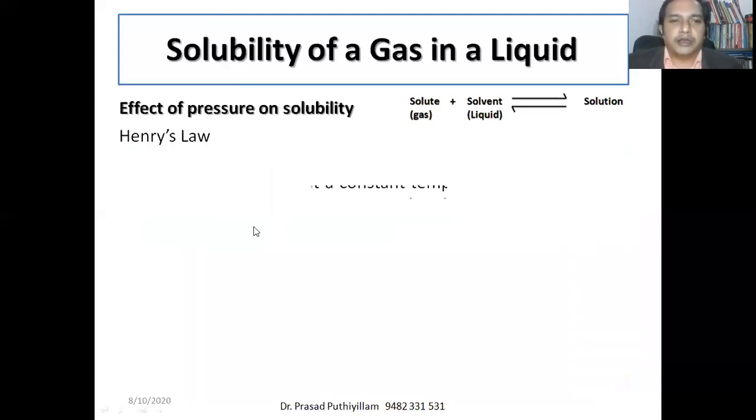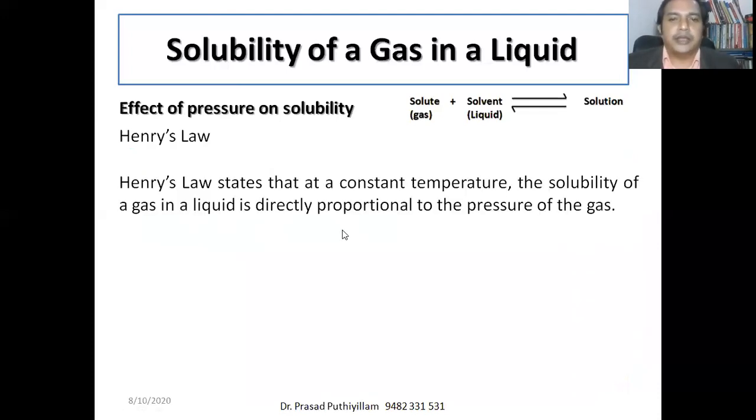Therefore, Henry's law can be stated in a simple way: at a constant temperature, the solubility of a gas in liquid is directly proportional to the pressure of the gas. If you increase the pressure, the solubility will increase. If you decrease the pressure, the solubility will decrease, or the gas molecules will come out from the solution.